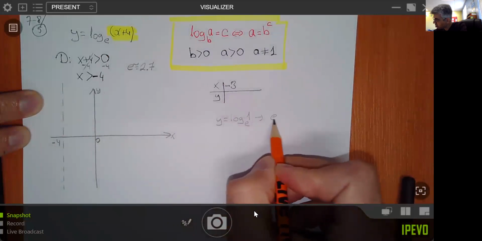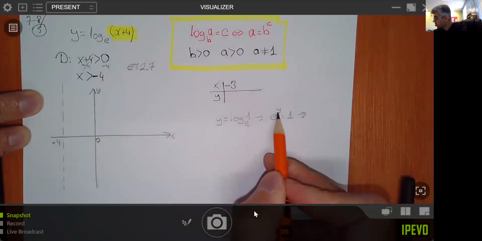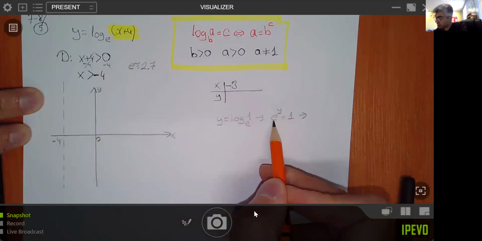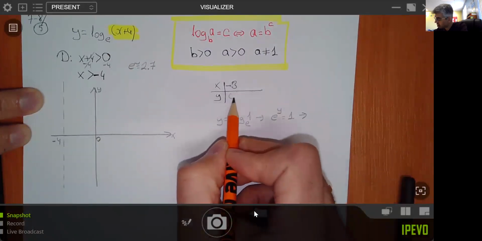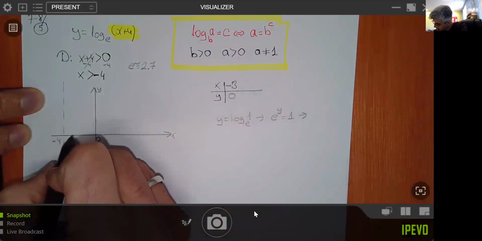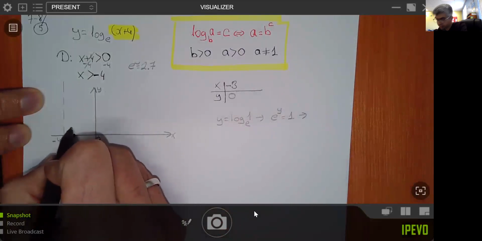So e to the power of y is equal to 1. So which power of e is 1? Which power of any number is 1? That is 0. Yes, guys. So we have y is equal to 0, where x is equal to -3. So here it is, -3.